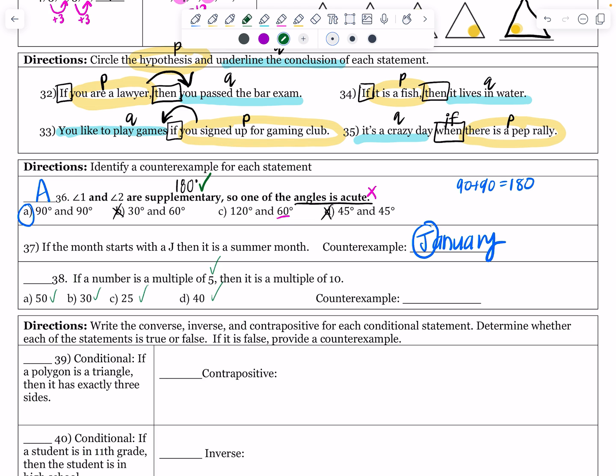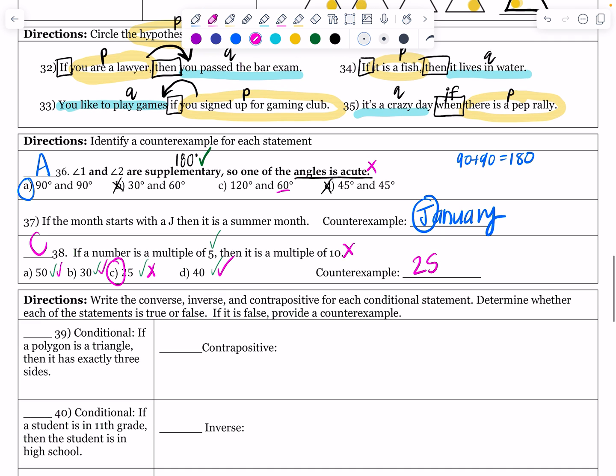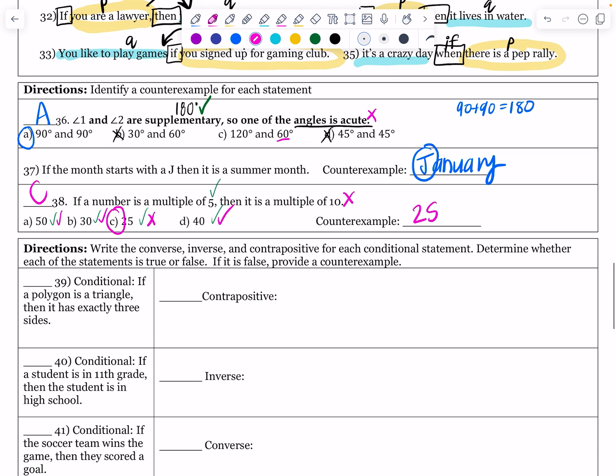But which one is not a multiple of 10? 50 is a multiple of 10. 30 is a multiple of 10. 40 is a multiple of 10, but 25 is not a multiple of 10. So which one is the counterexample? C, which was 25. You could come up with other counterexamples: 55, 35, 15, all of those would work. Multiples of 5, but not multiples of 10, so that discredits the statement.